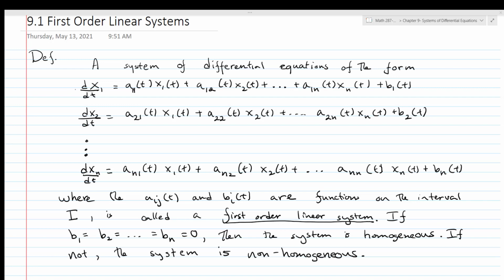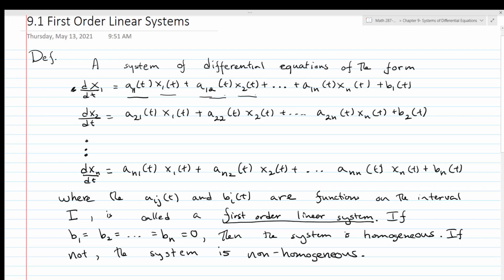and you're going to notice that the value that we have on the left hand side is the value of the derivative. Call it x1 prime, x2 prime, all the way down to xn prime. And then what we'll have is a11 of t, times x1 of t, plus a12 of t, times x2 of t, and so on until we get a1n of t, xn of t, plus b1 of t, okay?